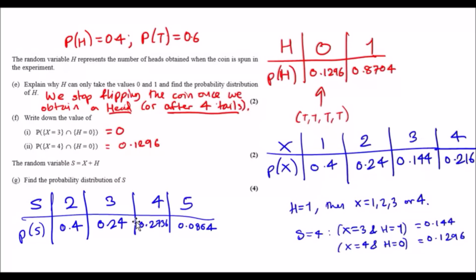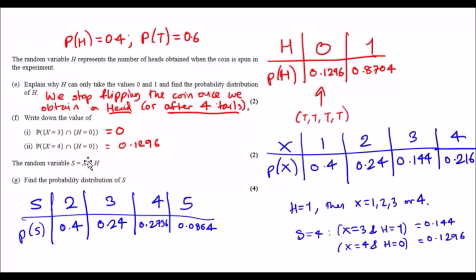Now, part F. Write down the value of this. Okay, so what does this mean? Probability x is 3 intersecting when h is 0. So this is telling us when x is 3, this means you get head on the third option. What it's trying to say is, the intersection is when you get head at 3 and no heads. If you get no heads, then this statement doesn't make sense, because to get no heads you must have spun it 4 times and got no heads, but you actually got head already, so this is a false statement. It's mutually exclusive, so it'll be 0.